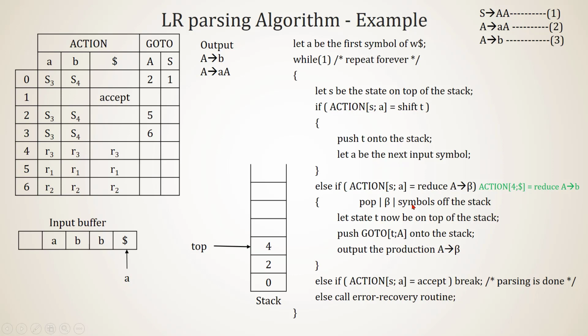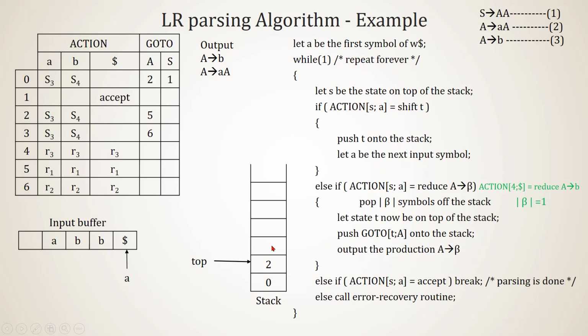Pop beta symbols off the stack. So beta is 1, so one symbol is popped out of the stack. Let T now be on the top of the stack. Now on top of the stack it is 2. Push goto T comma A onto the stack. T is actually 2.